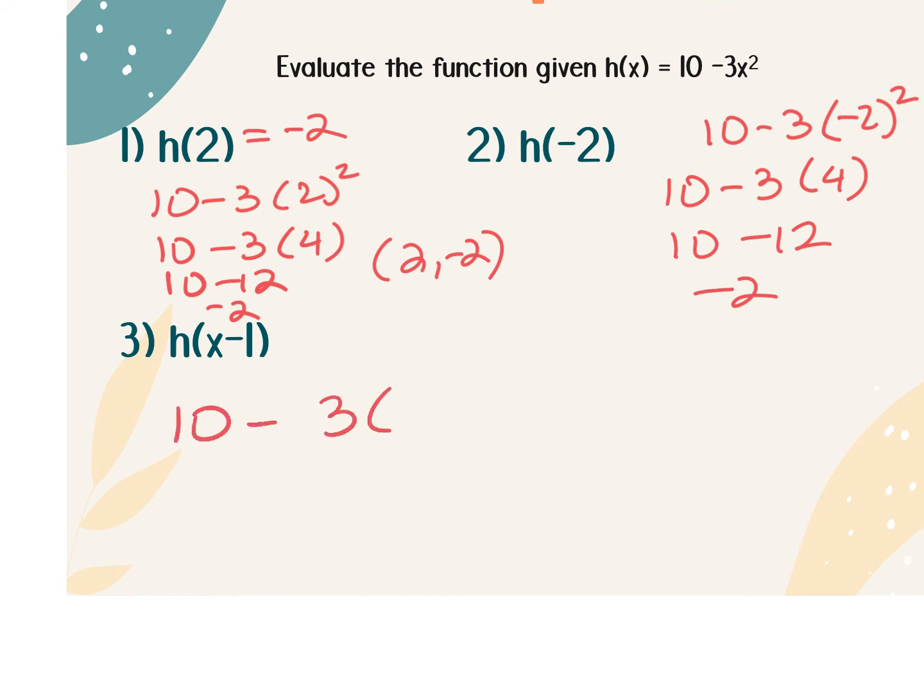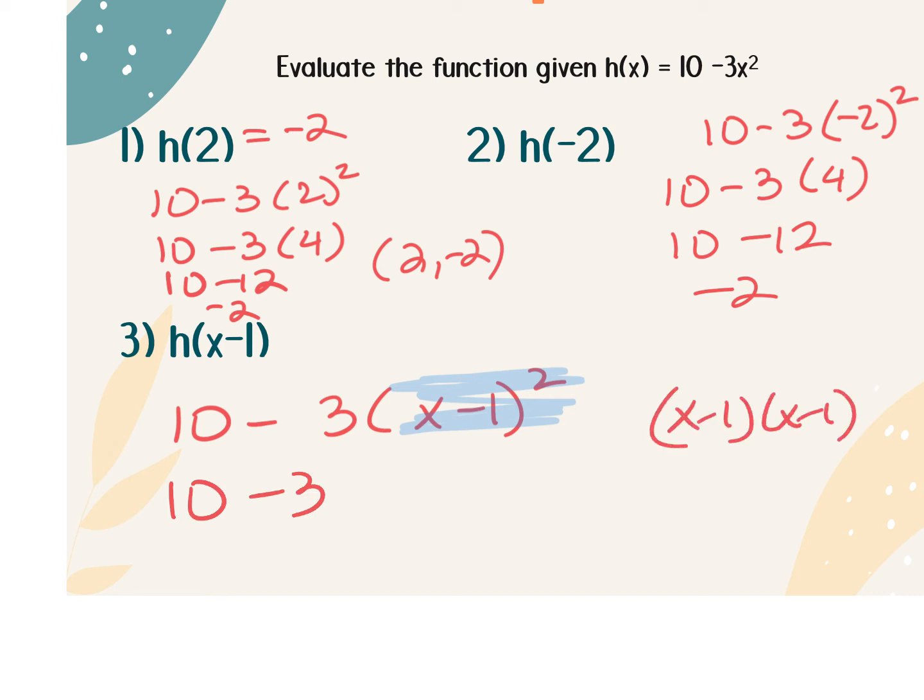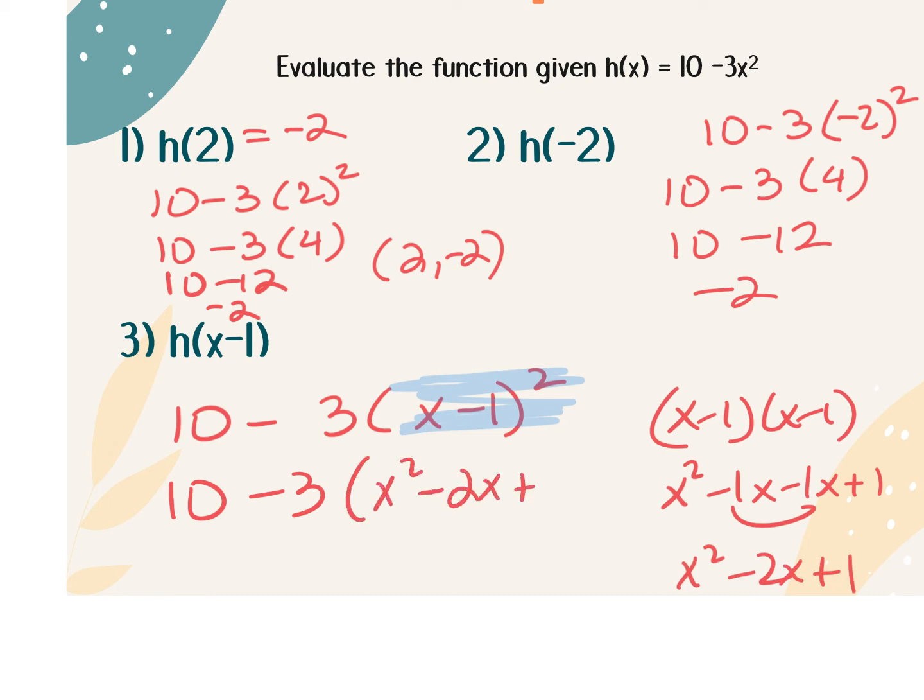So 10 minus 3 times x minus 1 squared. Again, I got to FOIL this thing. Do not just try to distribute the power. So once I FOIL x minus 1 times x minus 1, I get x squared minus 1x minus 1x plus 1. Combine those. So then this becomes x squared minus 2x plus 1. Distribute the negative 3. Negative 3 times negative 2x gives me positive 6x, and negative 3 times 1 is negative 3.